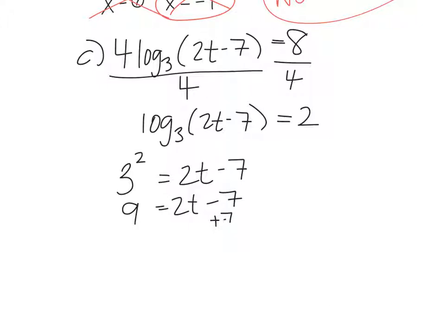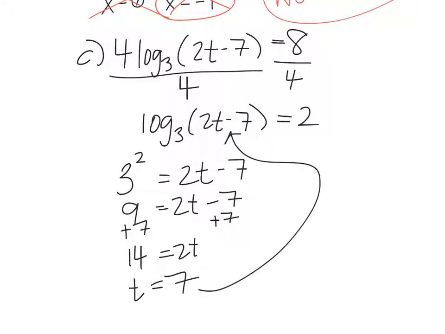I'm going to add my 7. So I get 14 equals 2t, so t is equal to 7. And if I plug that in, I get 14 minus 7, which is 7, so I know I'm taking the log of a positive number, which is what I need to do. Okay.